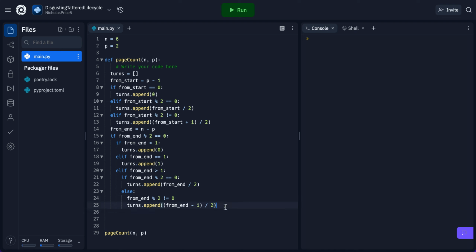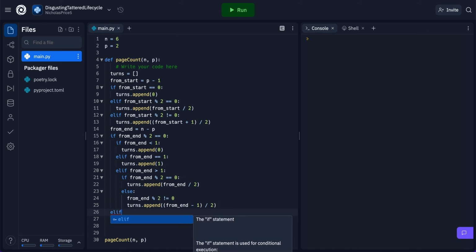There are our scenarios for the even paged book from the end. And then, of course, we'll have to go back down to this level. You could write else here. You could write elif. We're just going to write elif. If, and why do I keep writing n? If from end modulo 2. Oh, you know what? I'm sorry. We do want n there, because n is the number of pages in the book.